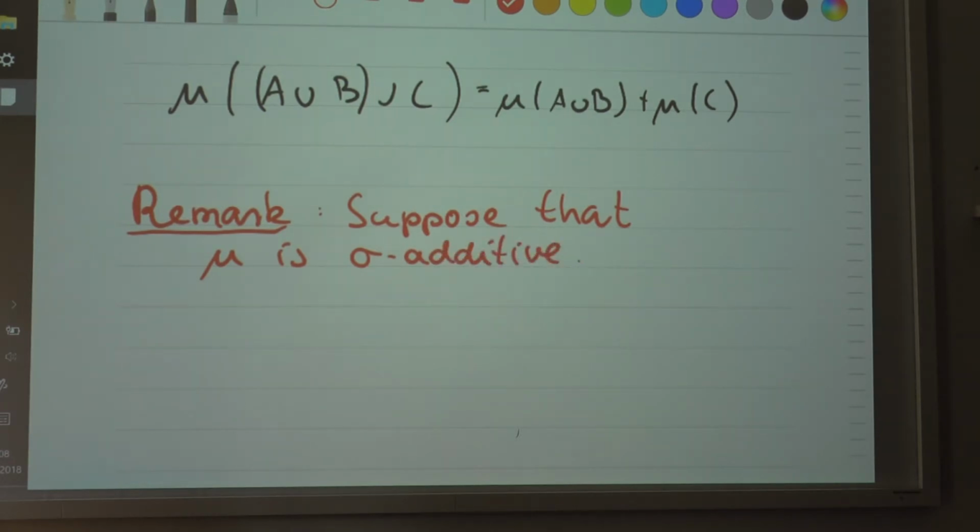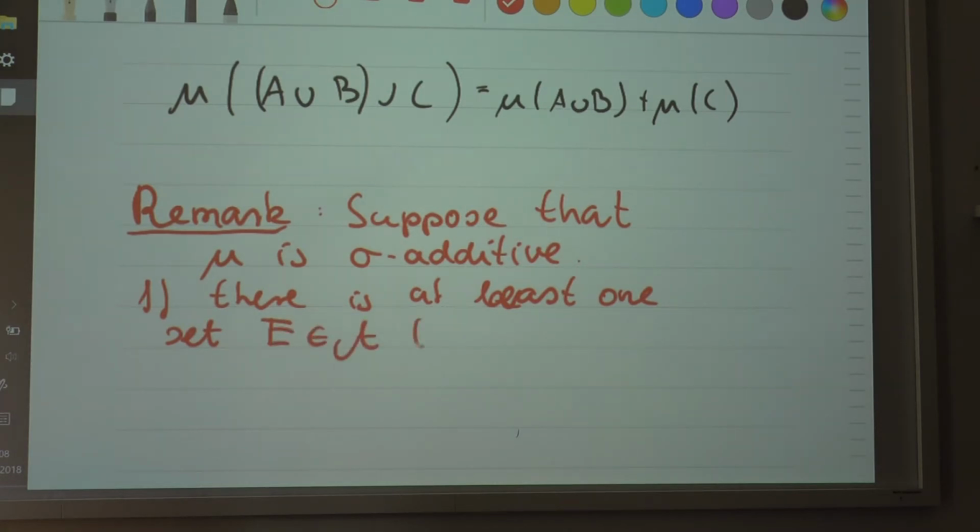Then if there is at least one set, and I call it the set E, which is an element of the sigma algebra, that has a finite image.